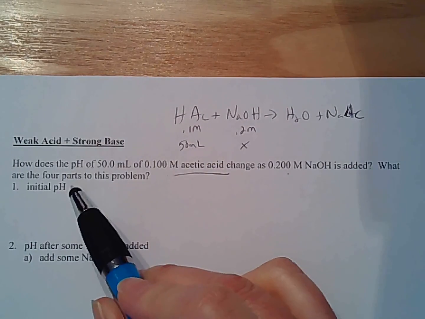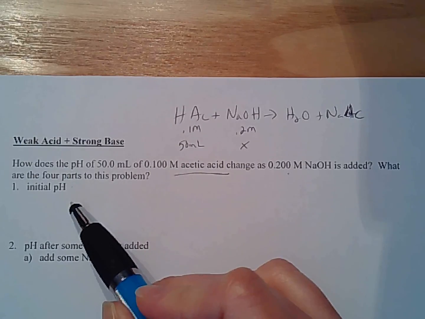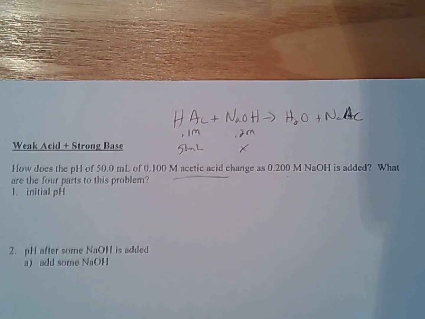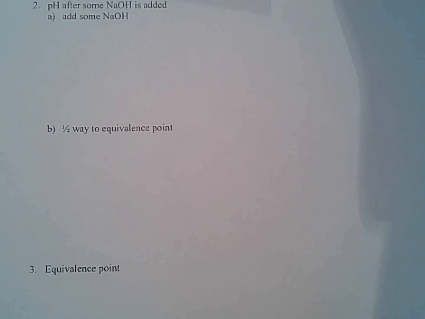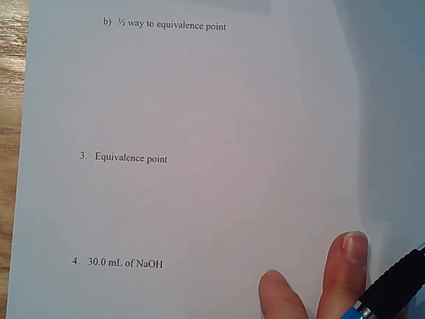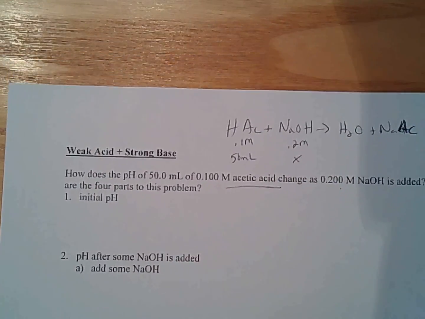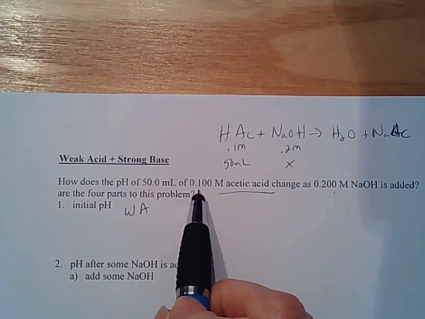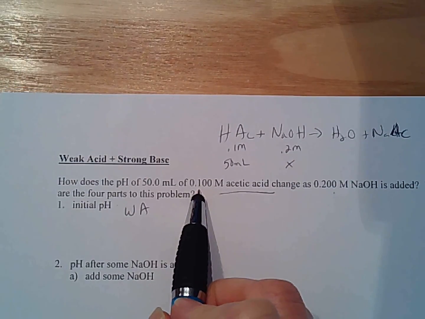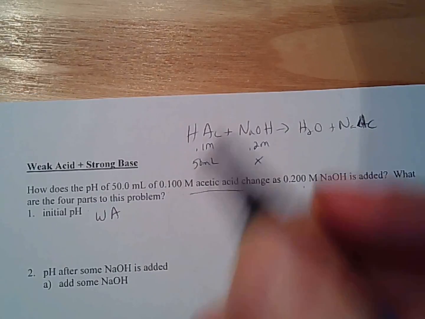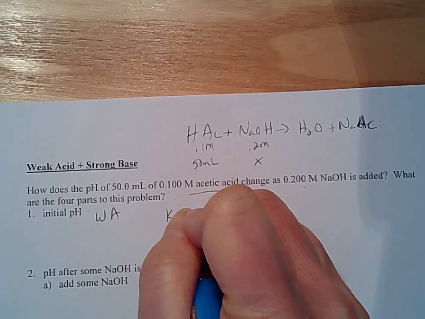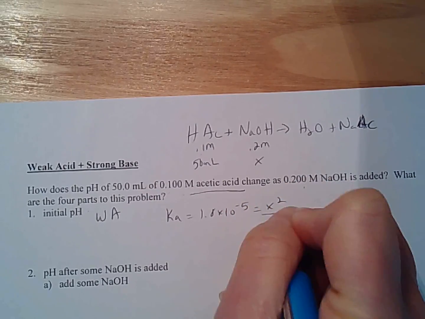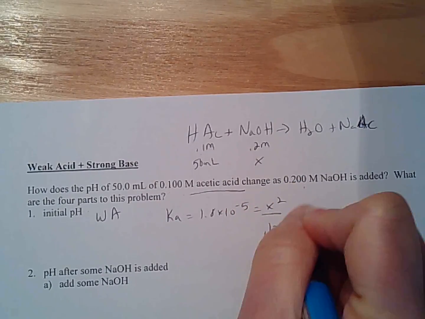Now, you're going to have four parts to the problem. It's going to be very similar to what we did with the strong: initial pH, after some NaOH is added, equivalence point, and then some point past the equivalence point. So what is different here is, of course, this is a weak acid, so I can't just take the negative log of that 0.1. That's going to be the difference. So we're going to have to look up the Ka and do that calculation that you've done a couple different times. So that's going to be x squared over 0.1 minus x, and we're just going to cancel out that x.